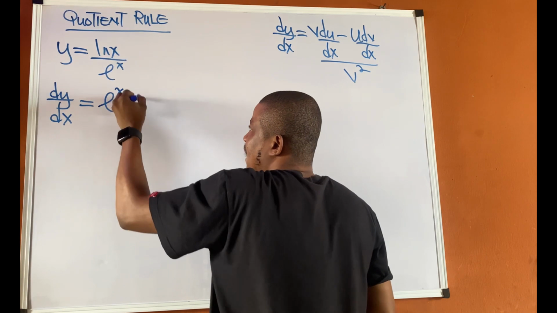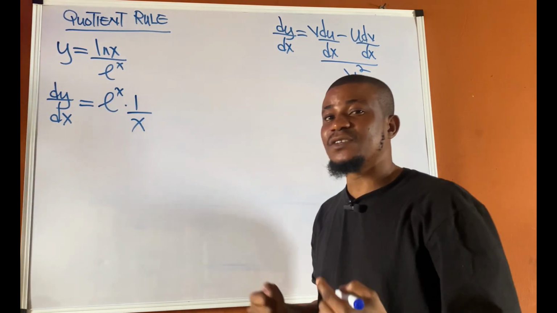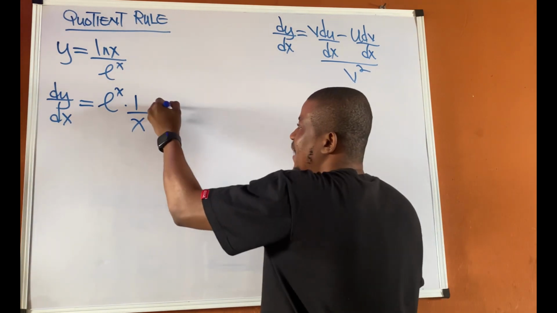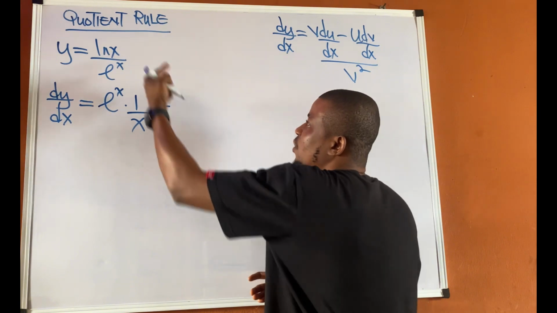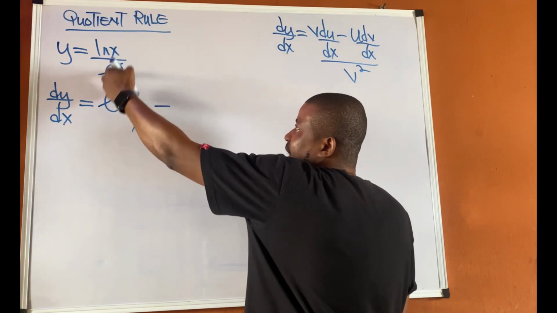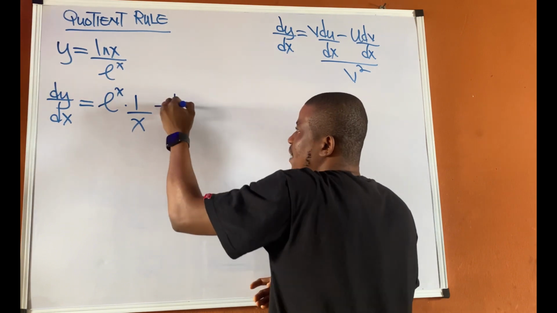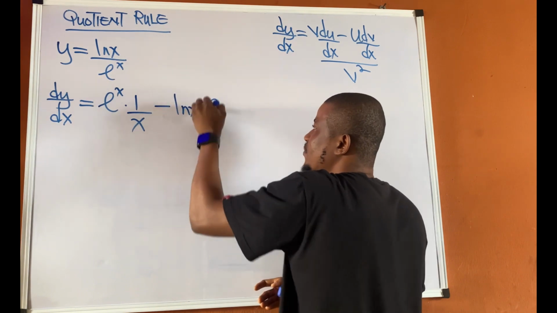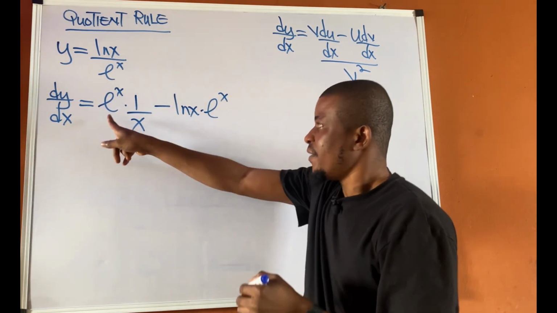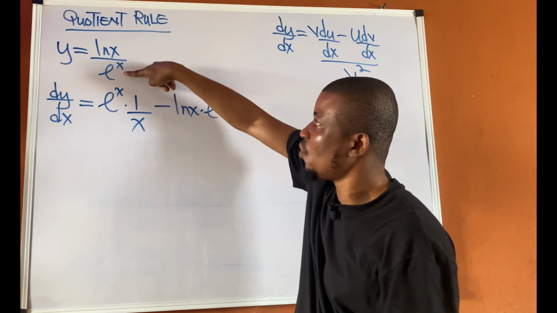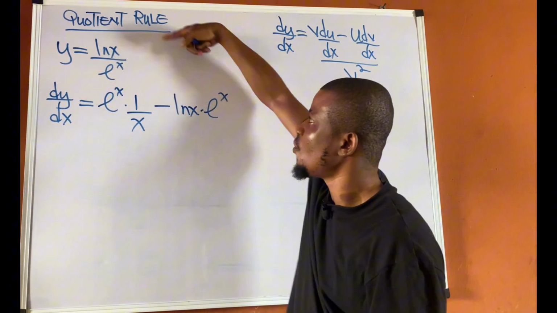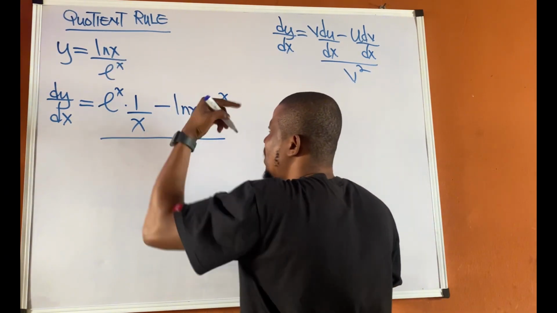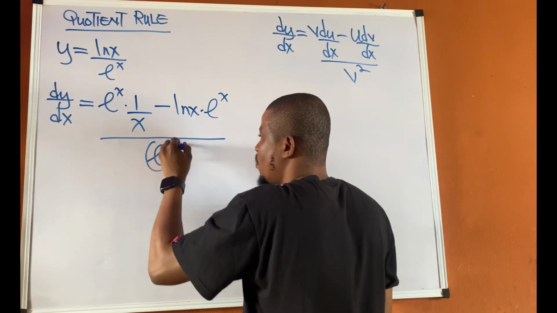If I differentiate ln x, I have 1 upon x. Remember, the derivative of ln x is 1 upon x. That's v du/dx. And then minus u dv/dx: I will now hold my u, which is ln x, then differentiate the denominator. If I differentiate exponential x, I will still have exponential x. So: hold the denominator, differentiate the numerator, minus hold the numerator, differentiate the denominator. Then all over v squared. v here is exponential x, all squared.